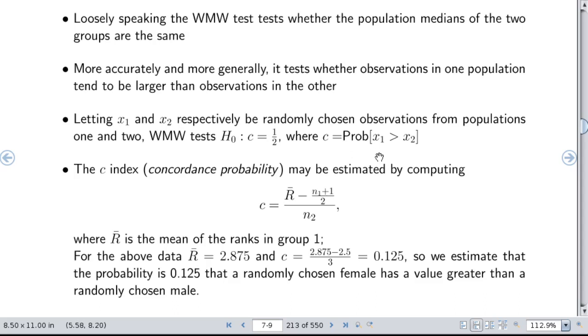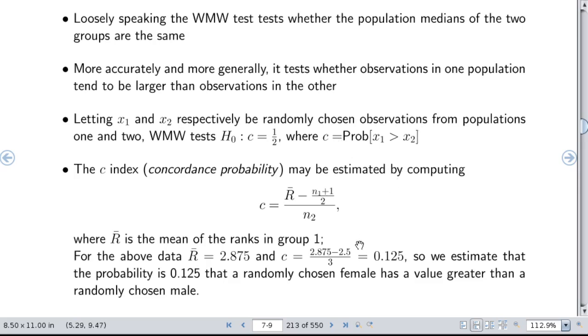If it's a half, that means it's equally likely that X1 is greater than X2 versus X2 is greater than X1. And so this is a nice statistic for measuring the extent to which values in one group are bigger than values in another group. It is the C index, or concordance probability. And from a sample, it's very quick to calculate. Once you have your ranks, you take the mean of the ranks in sample 1 and subtract off (n1 plus 1) over 2, where n1 is the number of observations in sample 1. And then you divide by the number of observations in sample 2. That ratio gives you the concordance probability, or the sample estimate of this population quantity.